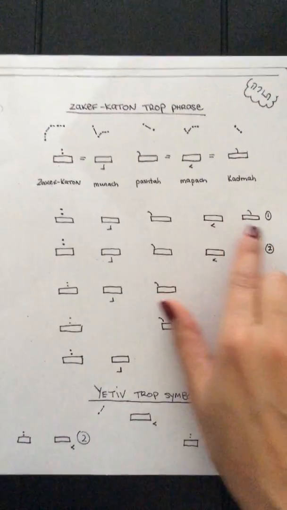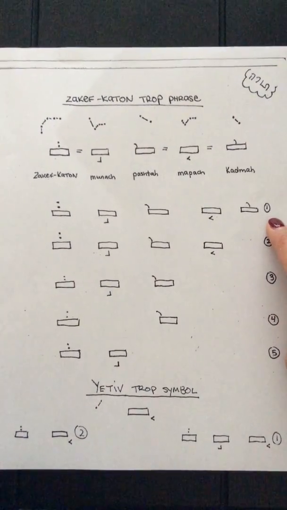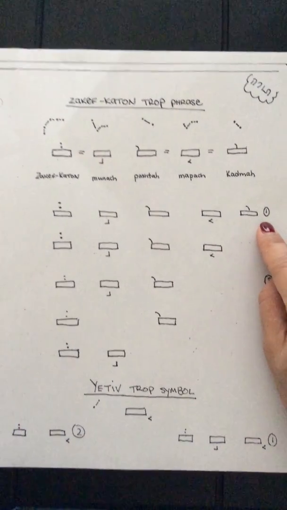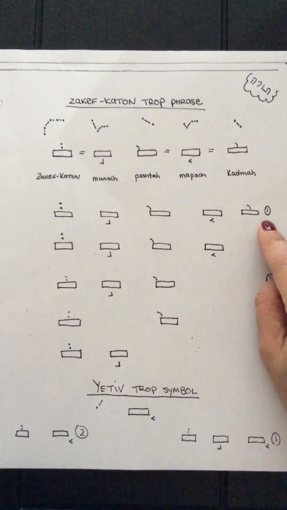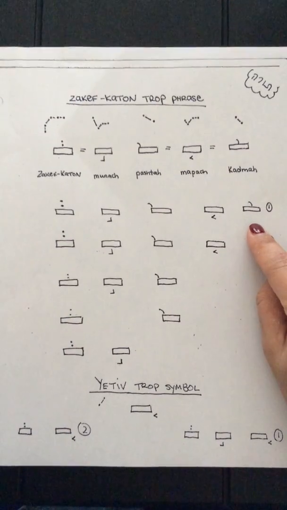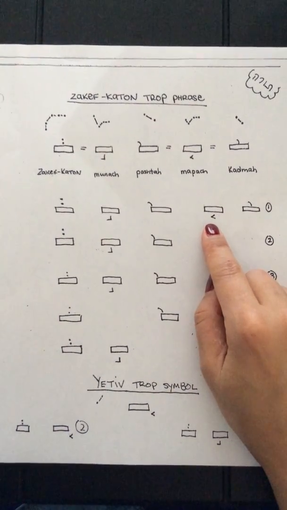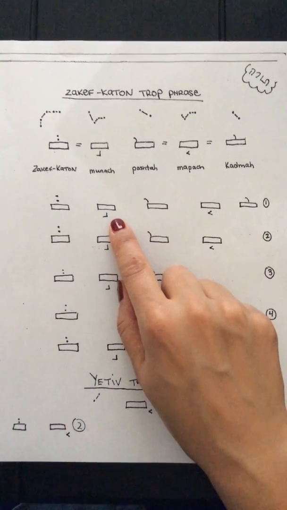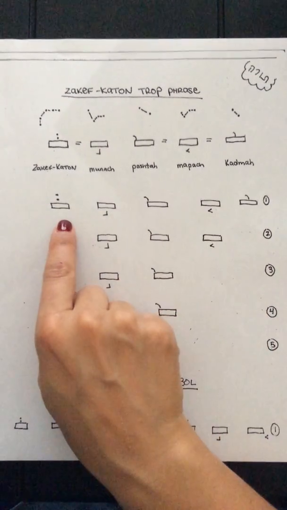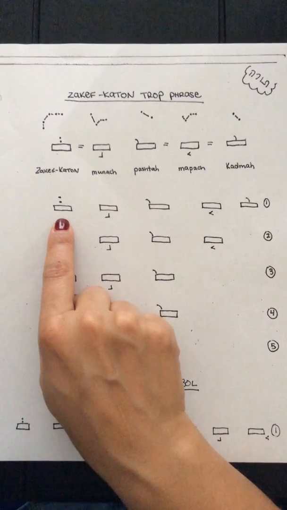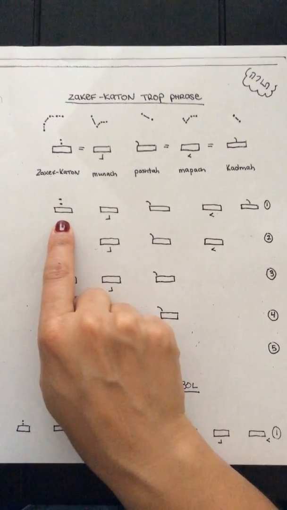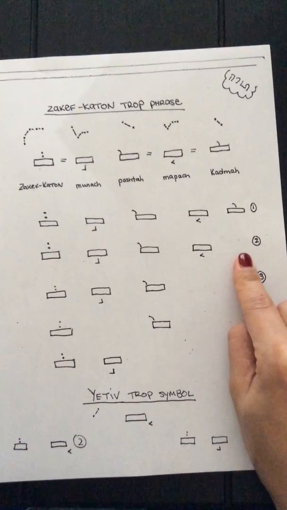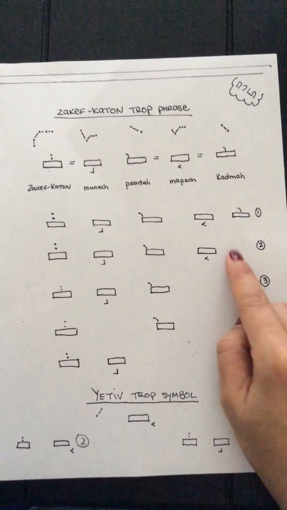So, let's take a look at these variations. We have numbers 1 through 5. Number 1, of course, is just the full family, as it were. We're going to sing it again. Here we go. Kadma, mapach, pashta, munach, zakef katon.